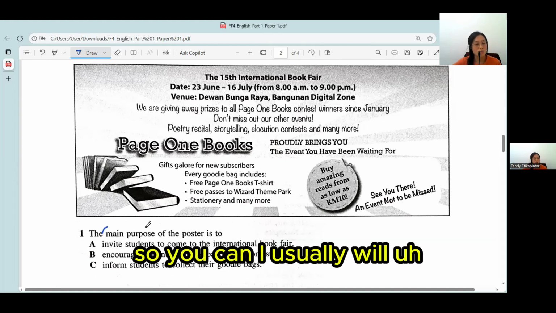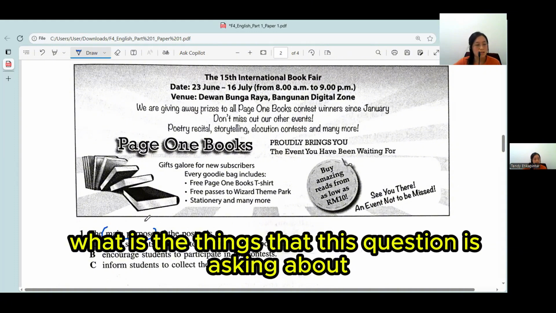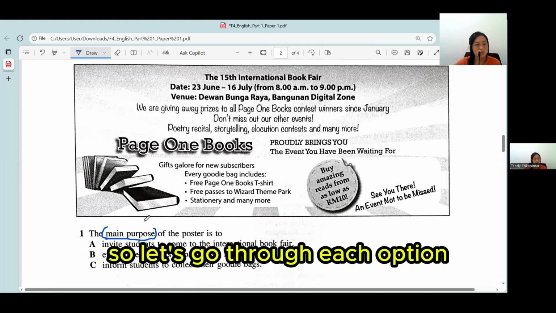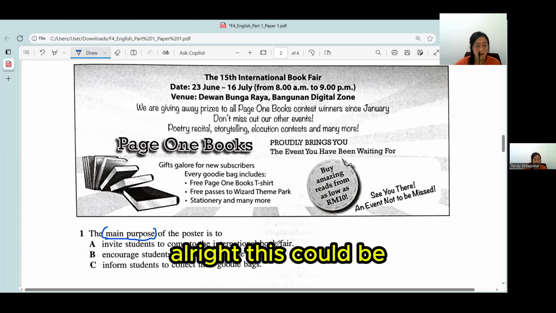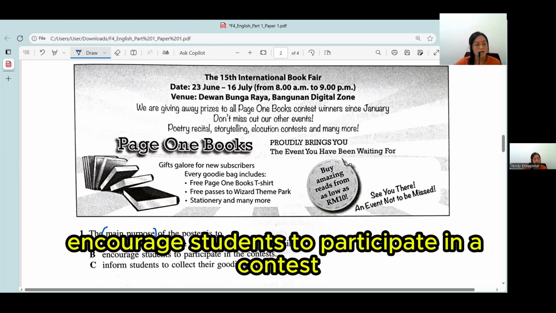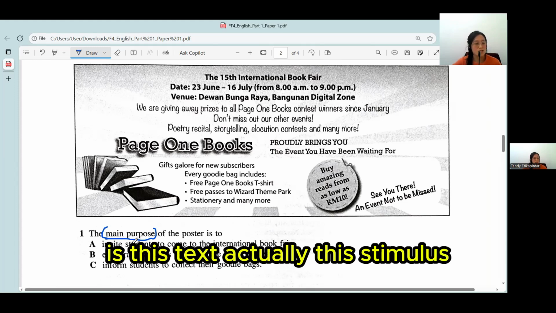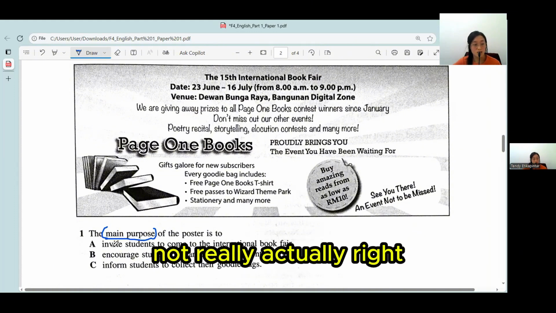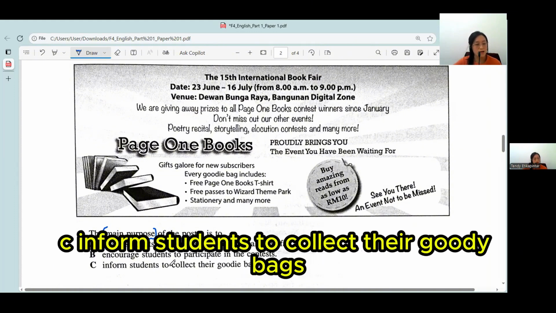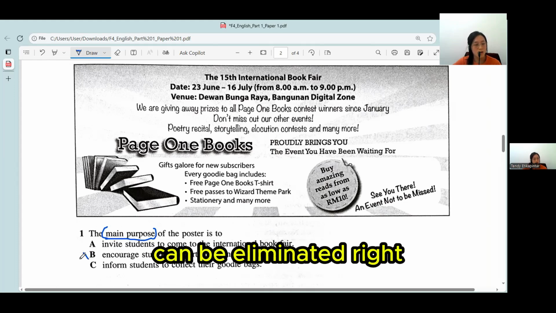I usually advise you to take out a pen or a highlighter to highlight what the question is asking about. Let's go through each option. A, invite students to come to the International Book Fair. B, encourage students to participate in a contest. Does this stimulus actually encourage students to participate in a contest? Not really. C, inform students to collect their goodie bags. This is not it as well. So B and C can be crossed out and eliminated.